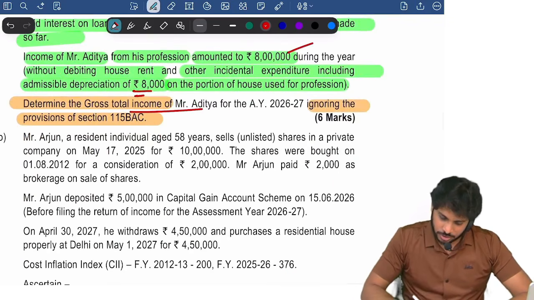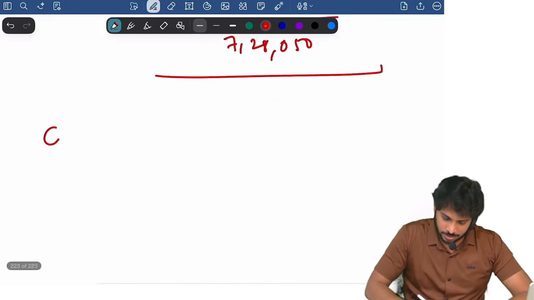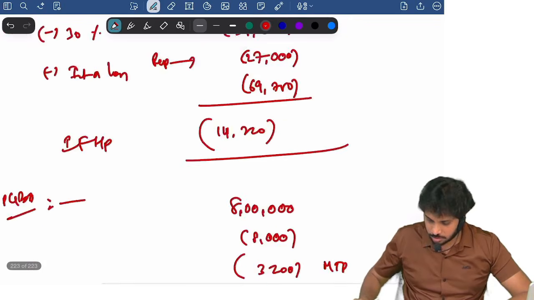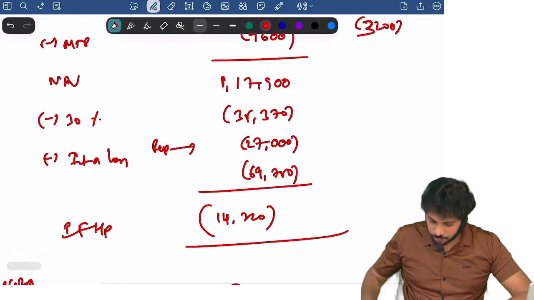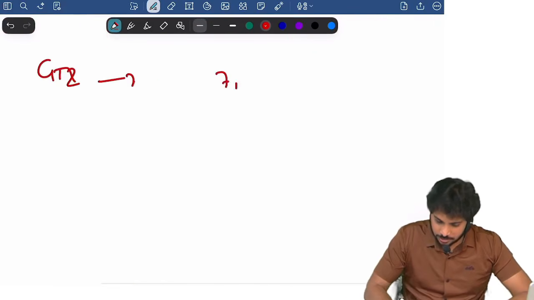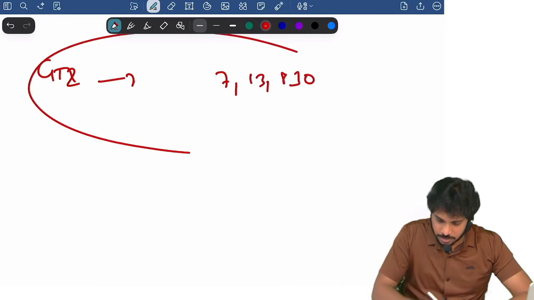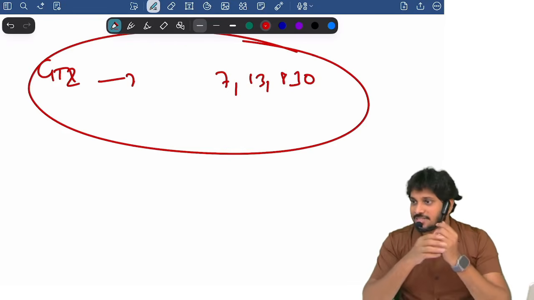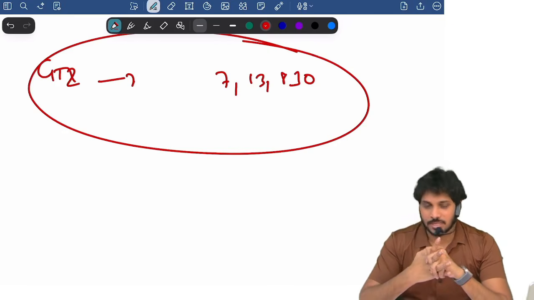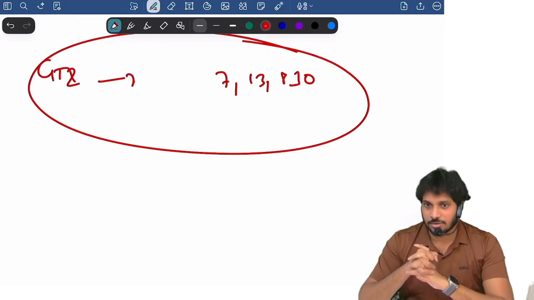So now, by the way, what are they asking? Actually, compute gross total income. How much is the gross total income? 7,28,050 plus house property loss of 14,220. That's it. Therefore, 7 lakh. This is GTI. Over. Look at the answer. Perfect. That's it. Understood? Yes or no?